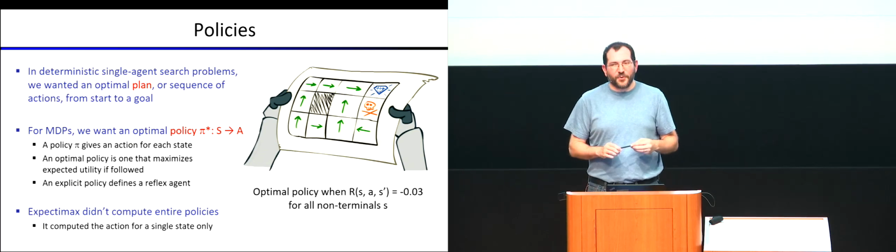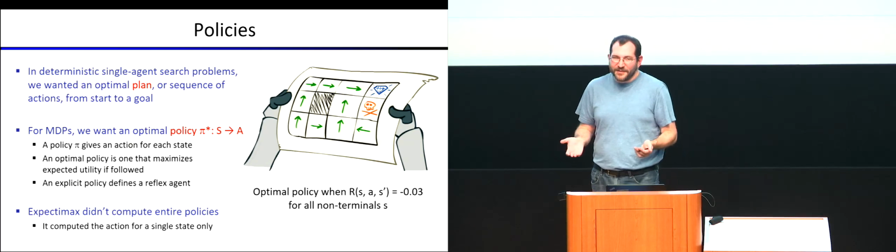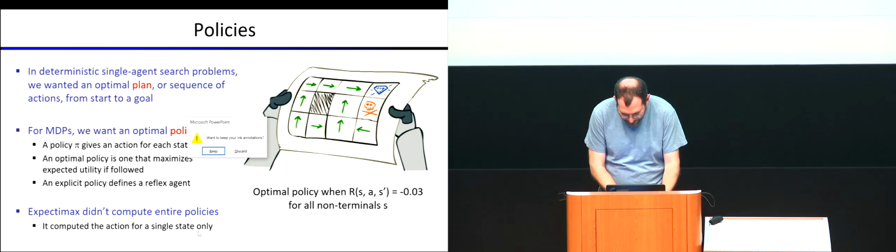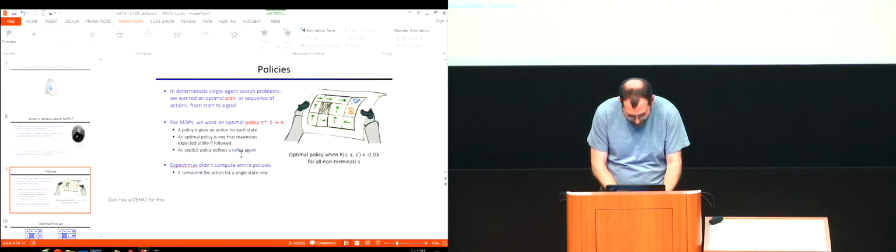MDPs are for a noisier world. And so we can't really have a plan, because it might work or it might not. So let me give you an example. I'm going to pull up Grid World here.